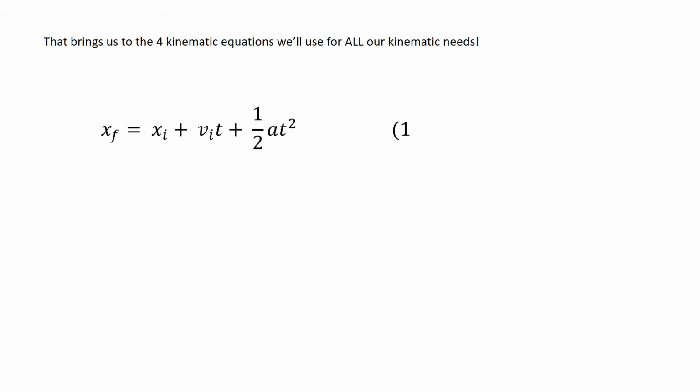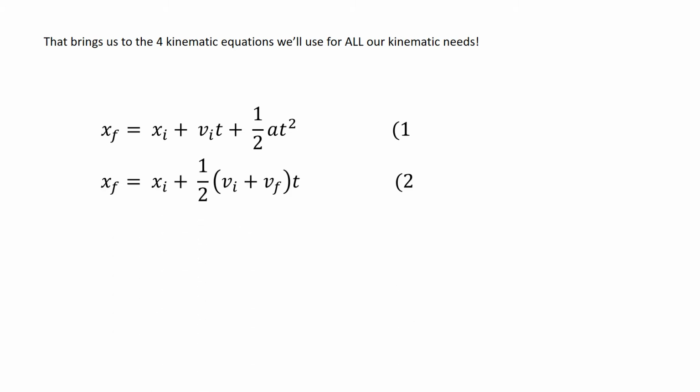Here's the first one. x final equals x initial plus v initial t plus 1/2 a t squared. This relates an initial position to an initial velocity, an acceleration, and time, and it tells you where you will be located at some future time.